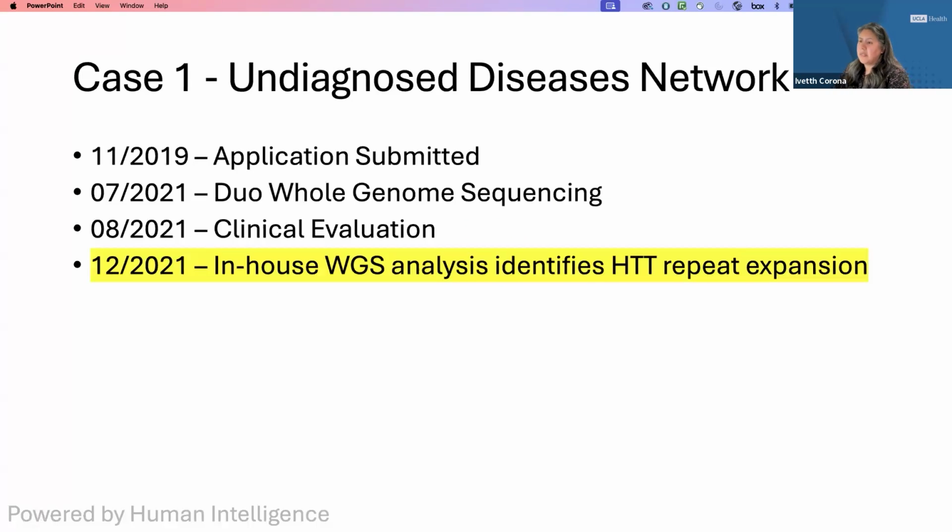Then the application was submitted in November of 2019, and I think everybody knows there might be a gap here, because we have the COVID-19 pandemic in 2020. After that happened, we submitted it for duo whole genome sequencing, and there was a clinical evaluation as well. After we received the raw data from the duo whole exome sequencing, we did an in-house analysis that identified an HTT repeat expansion.